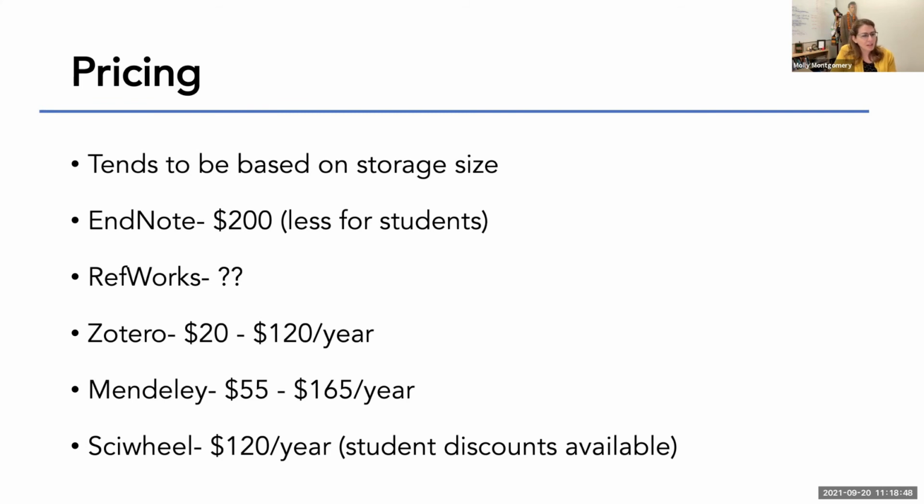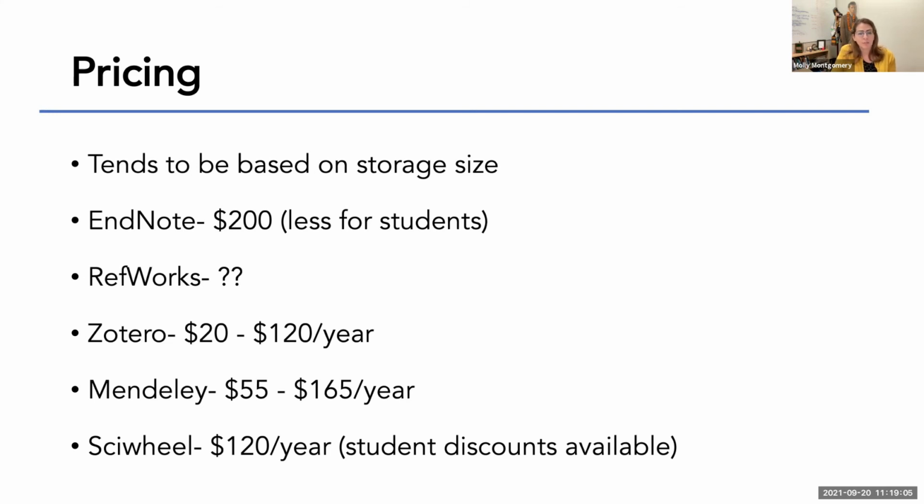So maybe it's only an institutional subscription. I have no idea, but there you go. It's an item, but I don't know how much it is. Zotero varies by how much storage you want. The base level storage, I think, is 2 gigs, and it's $20 per year.